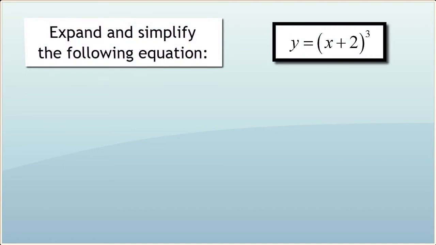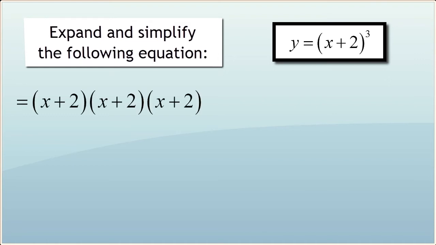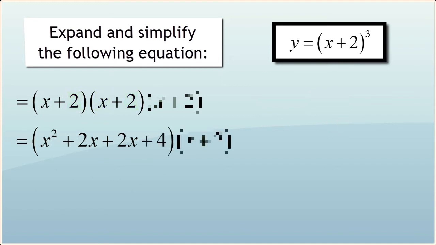Let's try another example. Consider the equation y equals x plus 2 all cubed. Pause here if you would like to try the example yourself. First, let's rewrite and expand the cubed part of the equation. In other words, let's rewrite the equation as follows. Let's focus on the first two terms and expand them using FOIL. Multiplying the first, outer, inner, and last terms, and simplifying, results in x squared plus 4x plus 4.